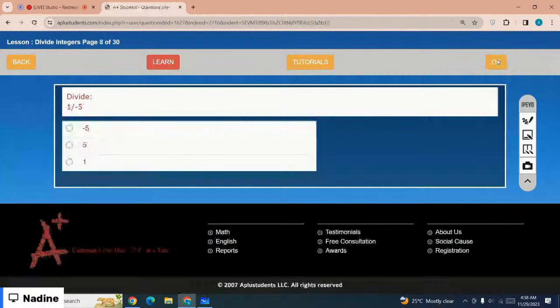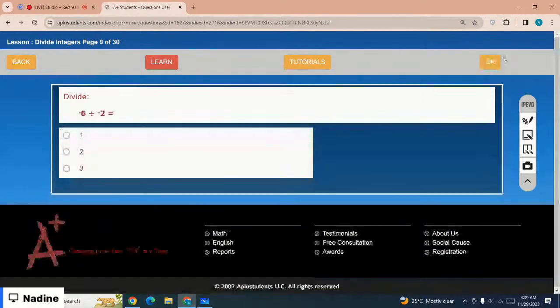Negative 5 divided by 1. That is negative 5. One of the numbers is negative, the answer must be negative, right?